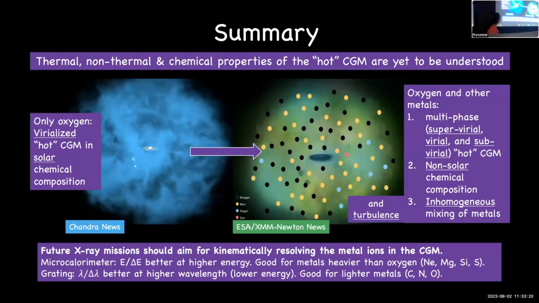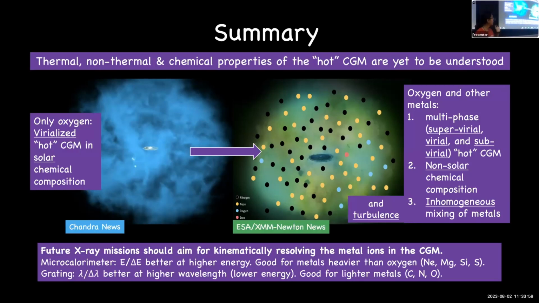So this is the summary. One line summary is that the thermal, non-thermal, and chemical properties of the hot CGM, which is pretty much about everything of the hot CGM, are yet to be understood. And this is only the CGM of the Milky Way. So when we go to external galaxies, our knowledge of the Milky Way will help us in two different ways. One is how other Milky Way-like galaxies behave. And two, the Milky Way is always going to be the omnipresent foreground in all the external observations. So understanding the phase structure of the Milky Way is going to help in that as well.